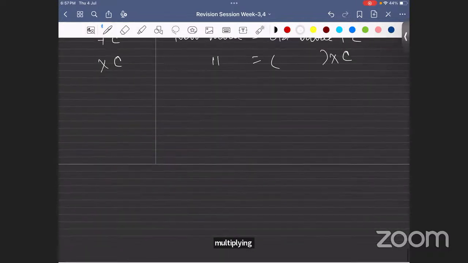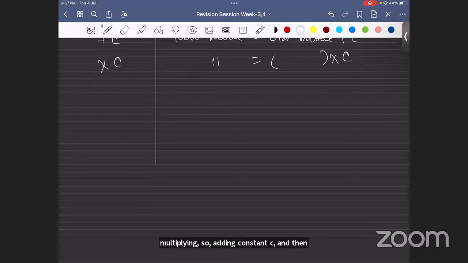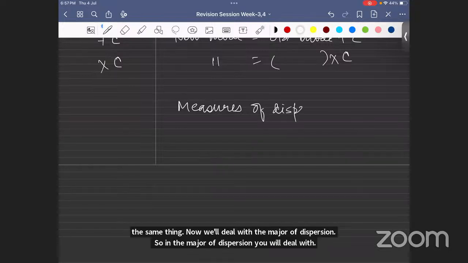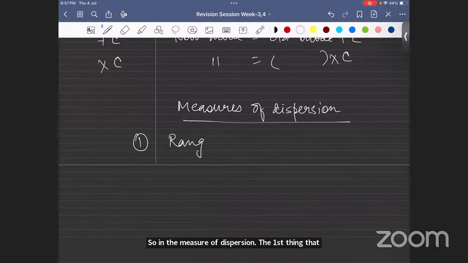Now we'll deal with the measure of dispersion. In the measure of dispersion, the first thing that you will deal with is the range.